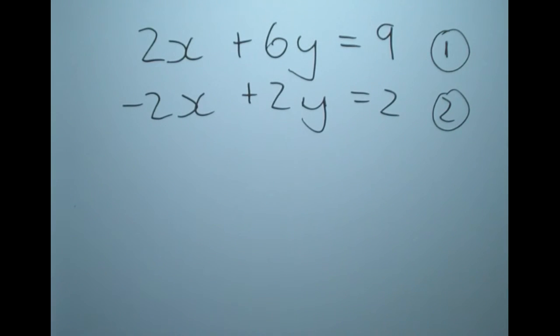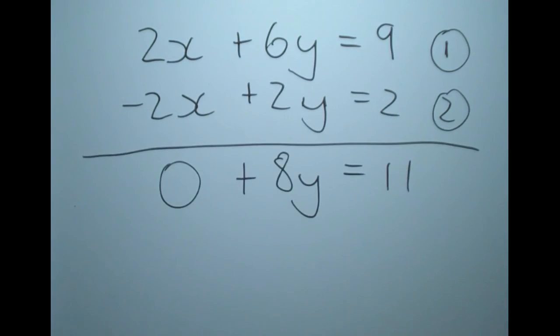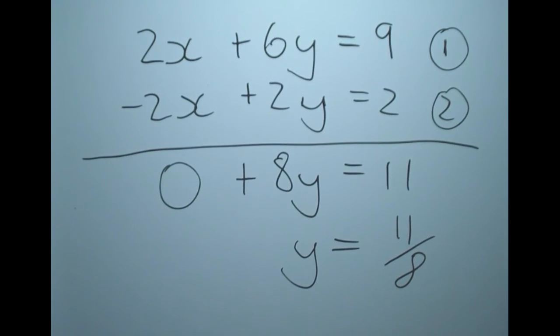So adding these two equations will give me 0x plus 8y is equal to 11. So I have y is equal to 11 over 8. Now, y and x are both allowed to be fractions, so this isn't a problem. Now, I have my y value.